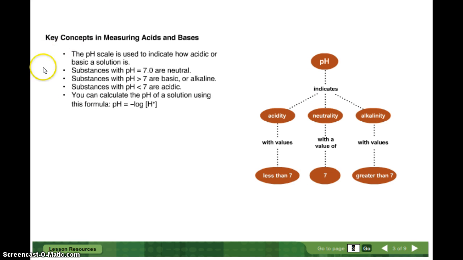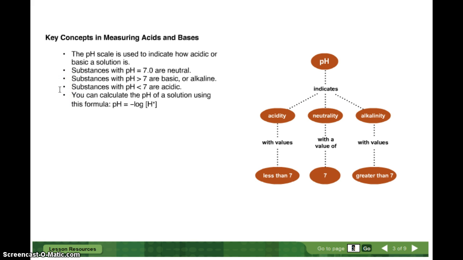Key concepts in measuring acids and bases. The pH scale is used to indicate how acidic or basic a solution is. Substances with a pH equal to 7.0 are neutral. Substances with a pH greater than 7 are basic or alkaline. Substances with a pH of less than 7 are acidic.